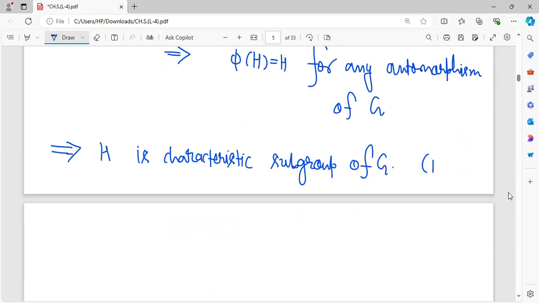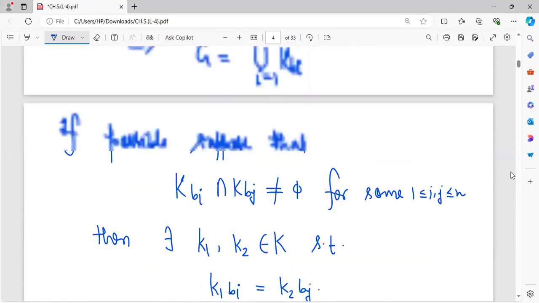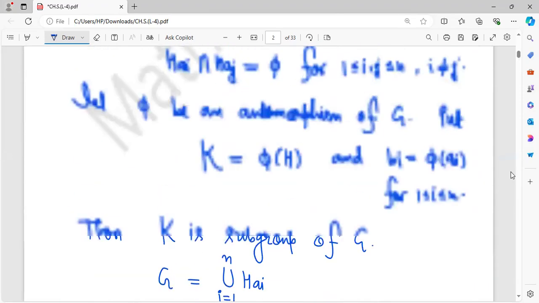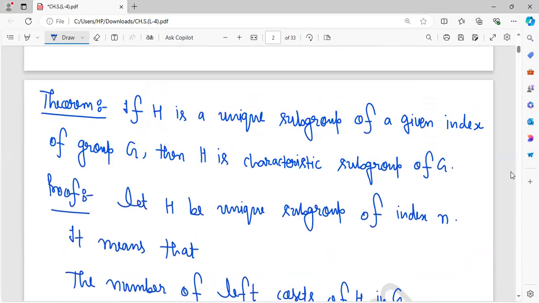So today's theorem is true. If you have a unique subgroup of a given index, then such a subgroup is a characteristic subgroup. So we have shown this. This is a very important result. So today's lecture is up to this.